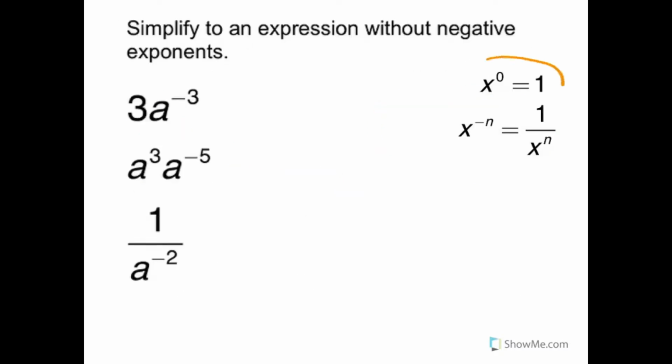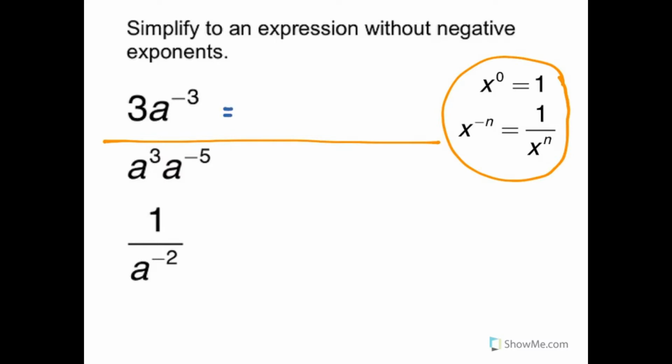We're going to use these definitions to simplify some expressions and rewrite them without negative exponents. The first one is 3 times a to the negative third. The number 3 is multiplied by the expression a to the negative third, so we rewrite that as 1 over a to the third. Now, when I'm multiplying a whole number times a fraction, I can put the whole number over 1. And so I end up with 3 on the top, a to the third on the bottom, 3 over a to the third power.